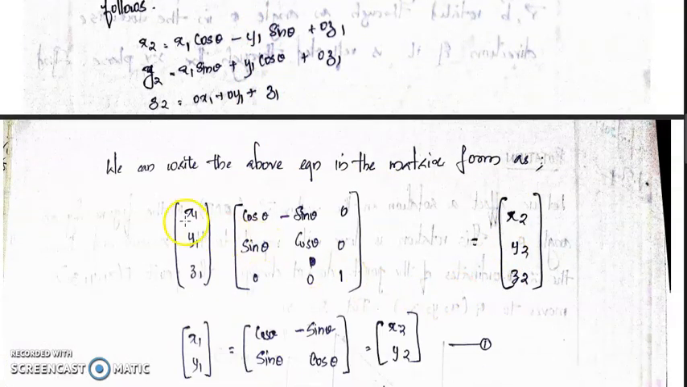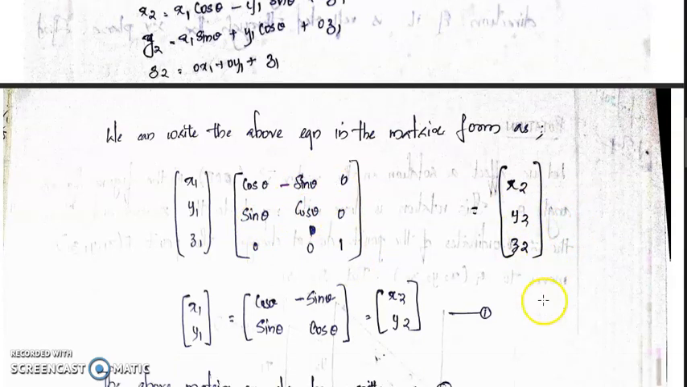That is, x1, y1, z1 into, we are taking the coordinates of x1, y1 and z1, cos theta, minus sin theta. Here we have x2 is equal to x1 cos theta. So in the place of x1 we can write cos theta, and for the minus y1 we can write minus sin theta. Then again sin theta, cos theta, 0, 0, 1, and it will be equal to x2, y2, z2.